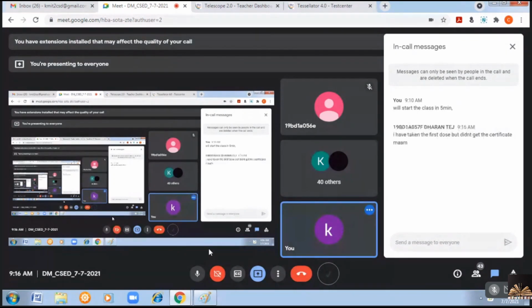I have taken the first one. When will you get it? If you didn't get it, just mention that you have taken the certificate. There will be a yes or no column. If you have taken it, click yes. If not, no. Whenever you get the certificate, you can upload it in that. Okay?